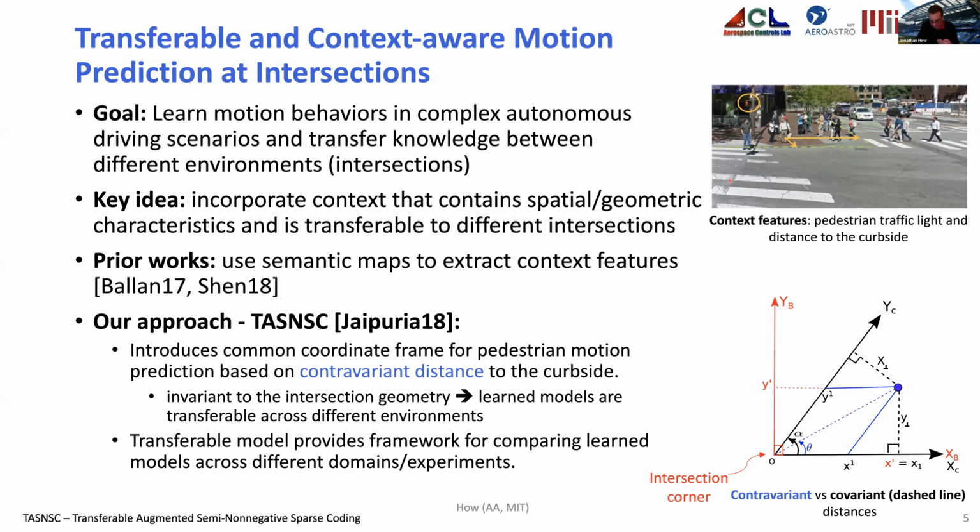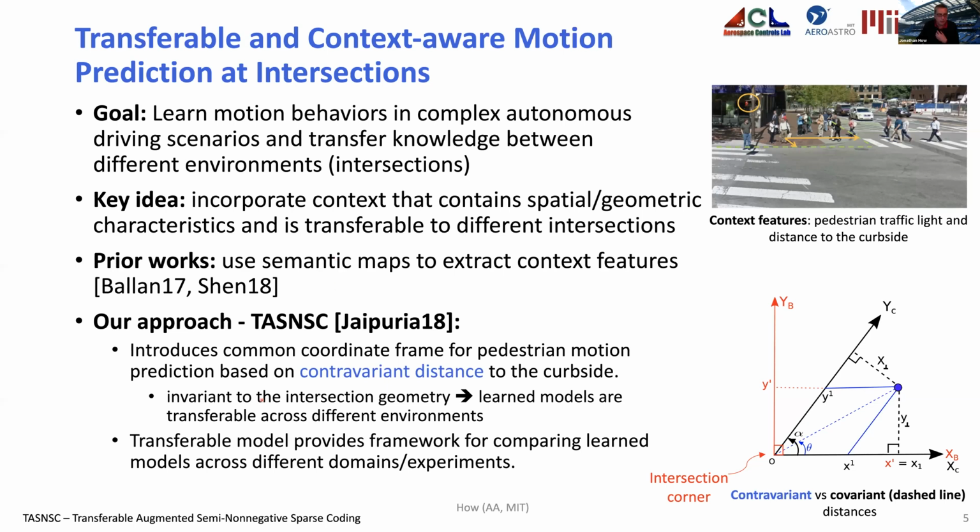And so, if you're thinking about incremental learning, you want to make sure you have a way of accumulating models, but writing them in a representational form which can then be compared to other new models as they come in. You might learn or collect new data at each new intersection, but each new intersection is a slightly different geometry. You want to be able to combine them into a coherent set. So the idea then is to incorporate the context that contains the specific spatial geometric characteristics and then be transferable to these different intersections.